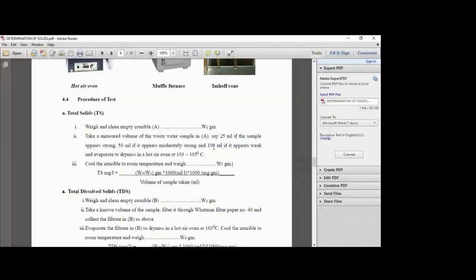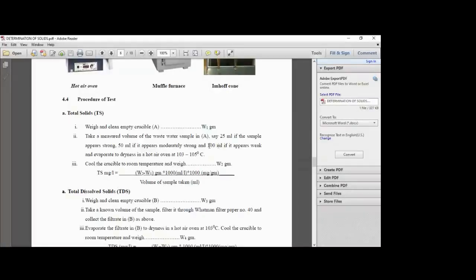100 ml if it is weak. So particularly with the help of the visible inspection, if you see that there are a lot of solids in the sample, then even if we take less sample, we are going to get a good concentration of solids. If on the visible inspection you get to know that it is moderately strong, so there are moderate solids in that sample, even 50 ml of liquid will be required.